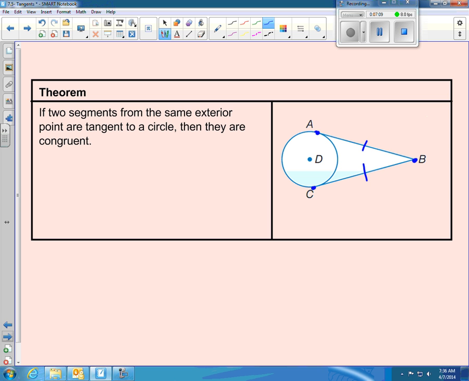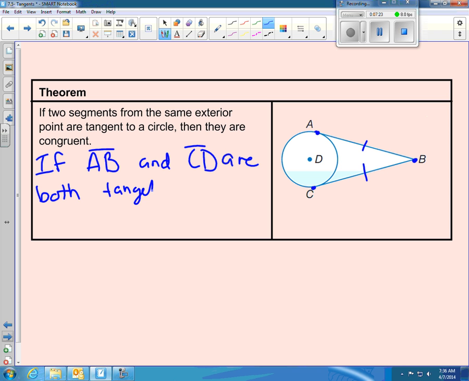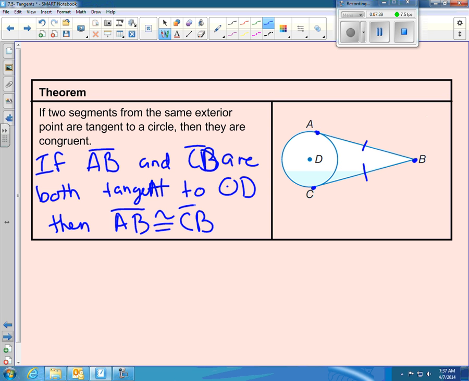So we are going to just sum this up and say if AB and CB are both tangent to circle D, then AB is congruent to, not CD, CB. Sorry about that. Congruent to CB. So if AB and CB are both tangent to circle D, implying that they only touch in one spot, then we know that those two are congruent.